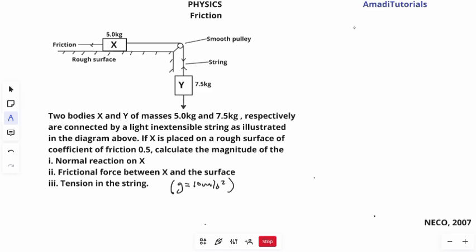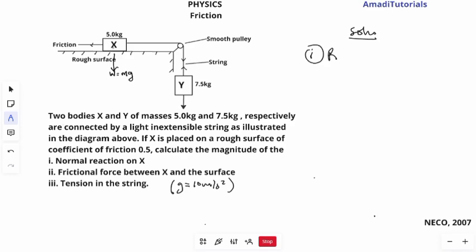So, solution, we have to do that quickly. Now we have to calculate, the I says we should calculate the normal reaction, R. Now normal reaction is the force that opposes the weight of a body placed on a surface. So this 5.0 kg mass is placed on this surface. The weight acts vertically downward, W, and the formula for weight is what? Mass of that body times acceleration due to gravity.